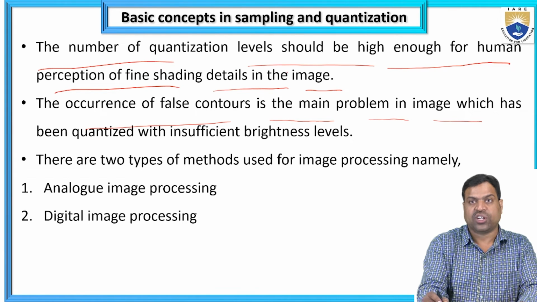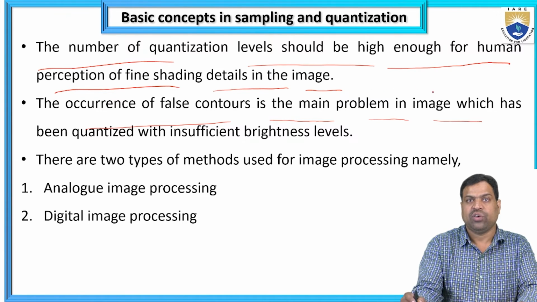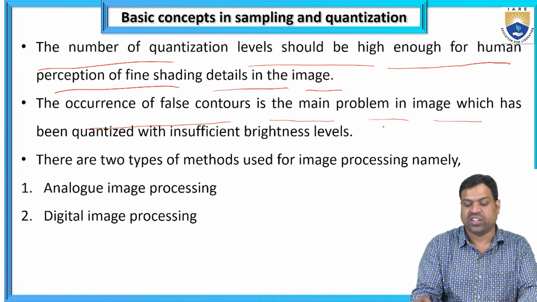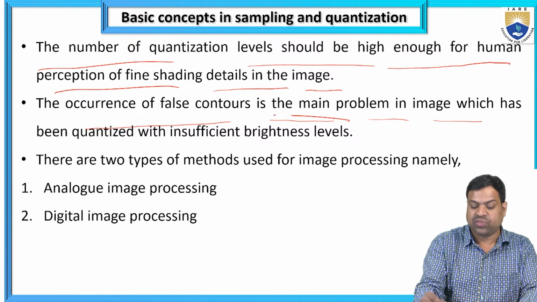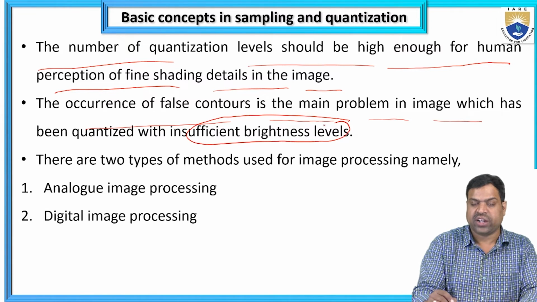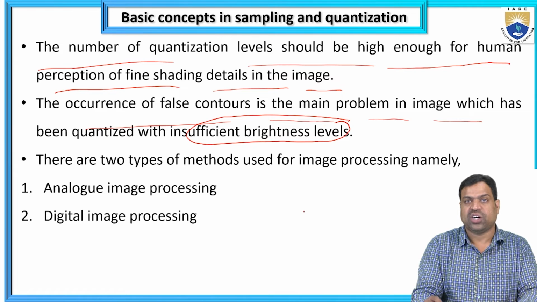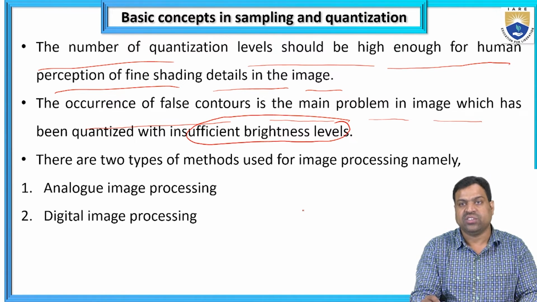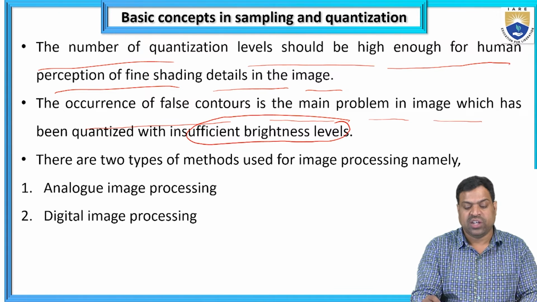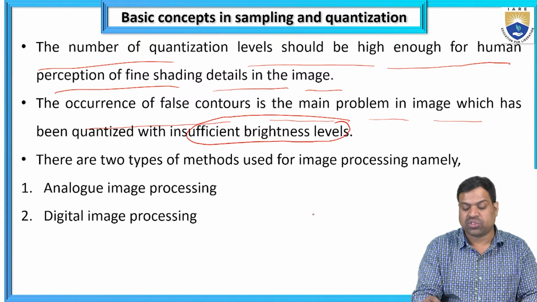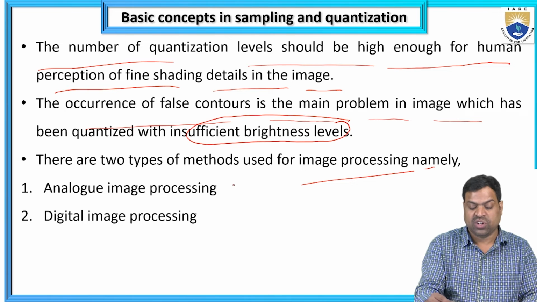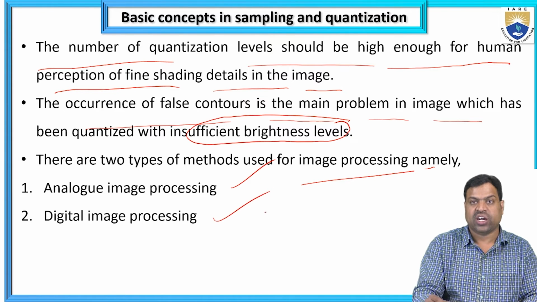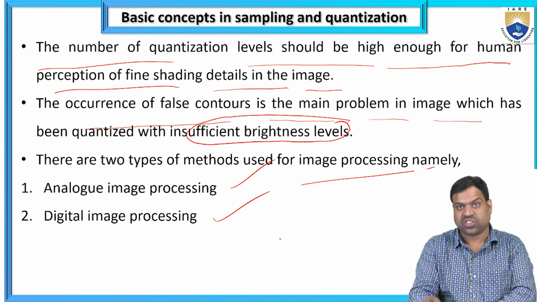So the number of quantization levels should be high enough for human perception of fine shading details. We need sufficient brightness levels to avoid false contours, the main problem with insufficient brightness levels. And there are majorly two types of methods in image processing. The first one is analog image processing, another one is digital image processing.